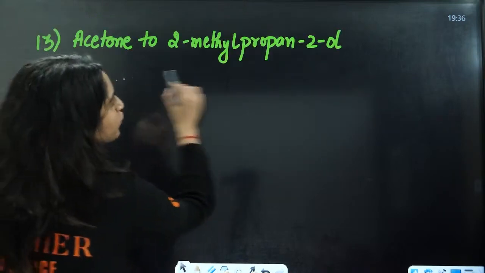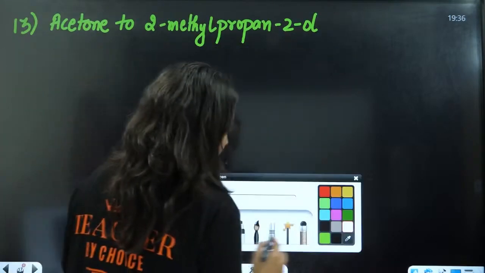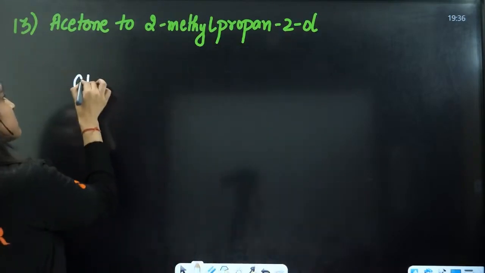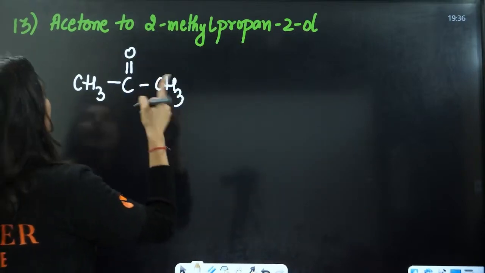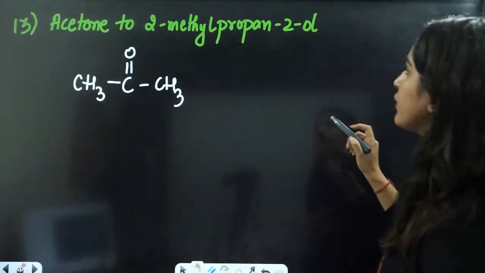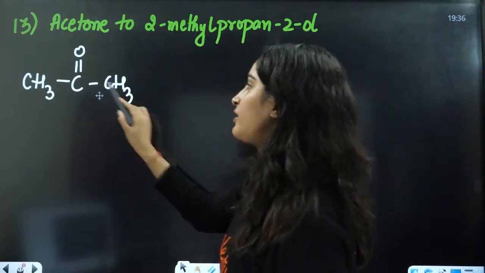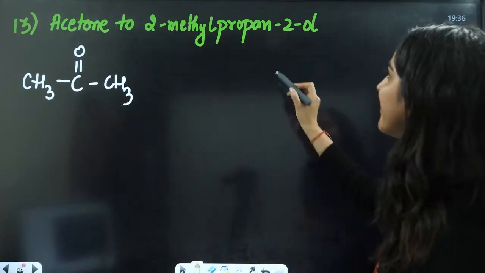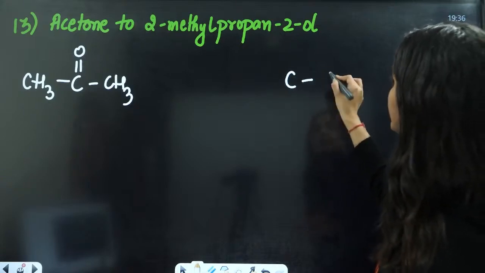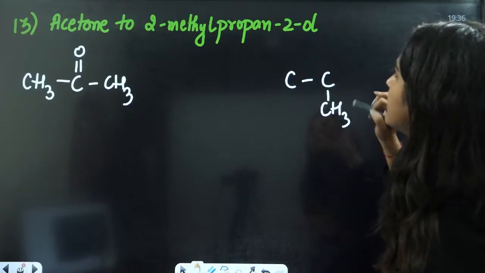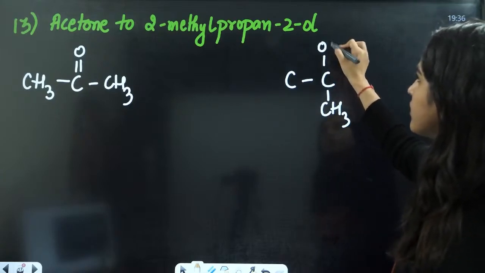Next is acetone to propanol, okay? Acetone to propanol, everybody. Now we have acetone. This is CH3, C double bond O, CH3, and we are converting it into 2-methyl propan-2-ol. So this is propane, that is 2-methyl, this is 2-methyl CH3, propan-2-ol, and this is 2-ol.